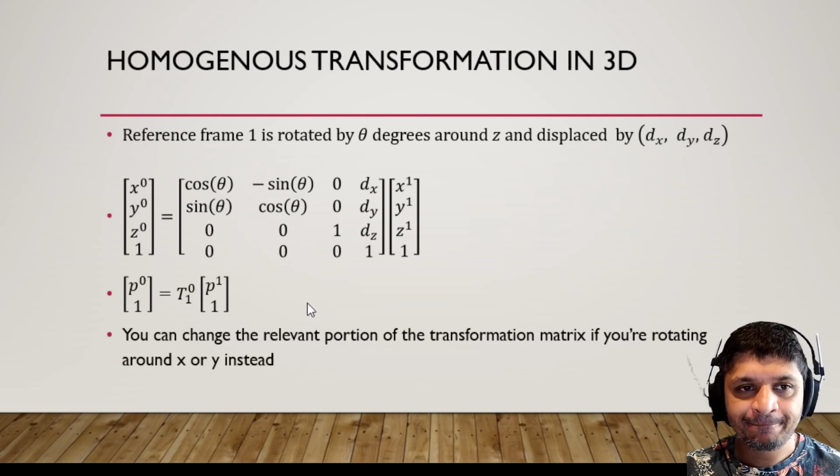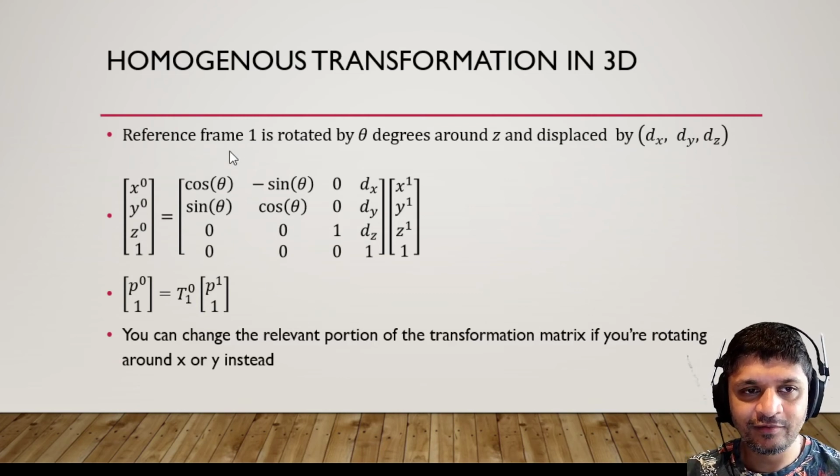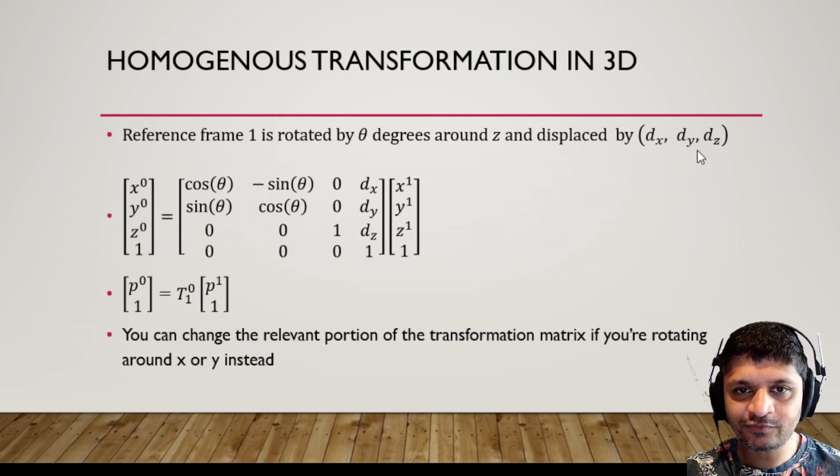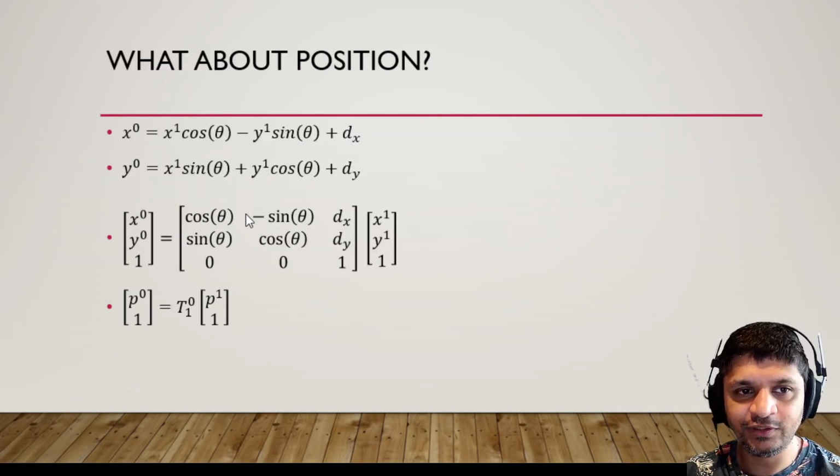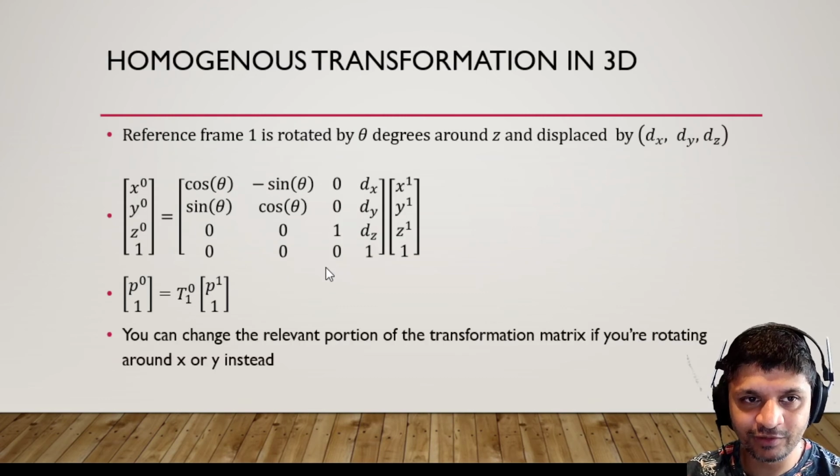Okay, now if we're doing this in 3D, let's say we said reference frame 1 is rotated by theta degrees around z and displaced by dx, dy, dz. This is quite simple. We'll do the same thing we did to the 2D rotation matrix. In the 2D case, we took the rotation matrix and augmented it with our displacement value, and we put zeros and ones so that the multiplication would work out. We're going to do the same thing here.